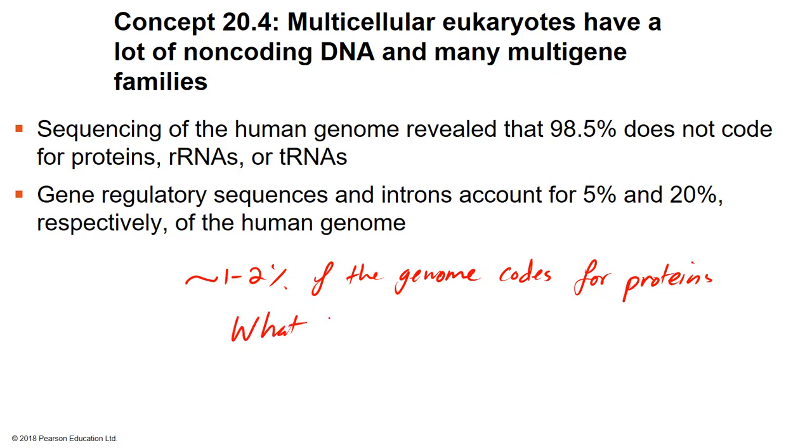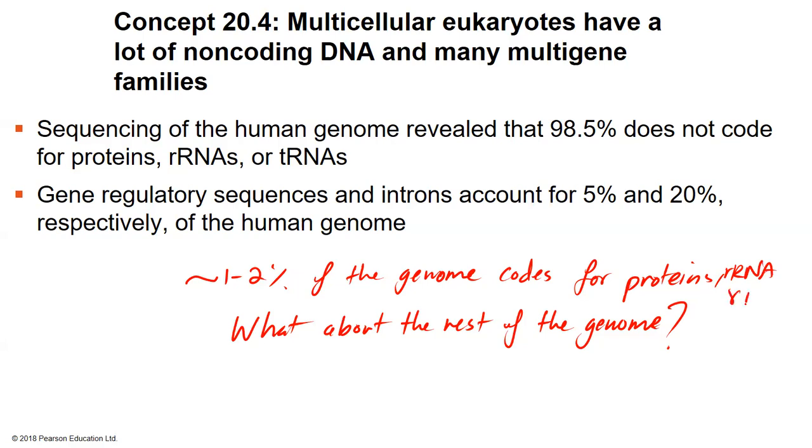So what about the rest of the genome? What about the almost 98 to 99% of the genome? The rest of the genome, about 98.5% more or less, does not code for proteins, rRNAs, or tRNAs.